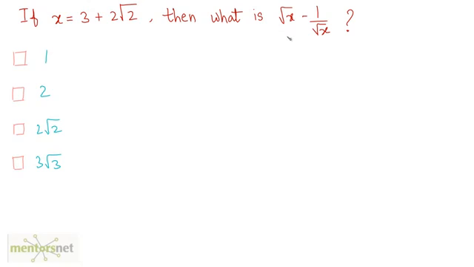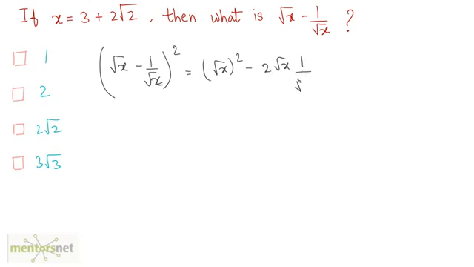Well, if we square this complete term, if we write root x minus 1 by root x whole square, then we may get rid of the root sign. So let's try squaring this. So this is equals to root x square minus twice of root x into 1 by root x. So 2 root x into 1 by root x. I'm using the formula a minus b square equals to a square minus 2ab plus b square.